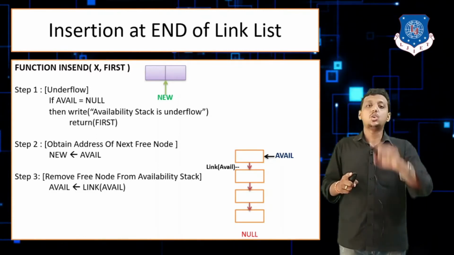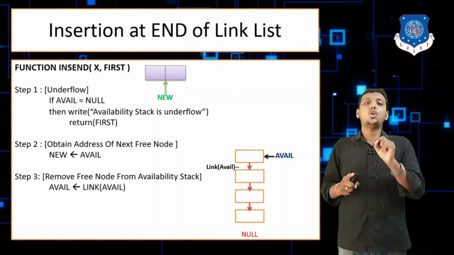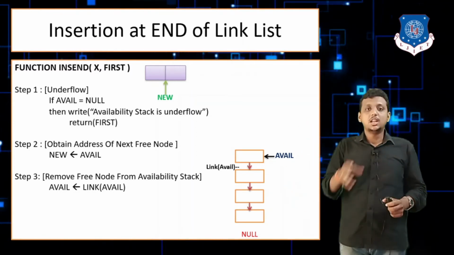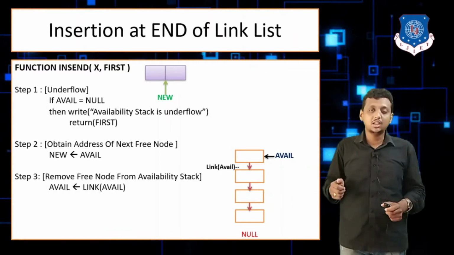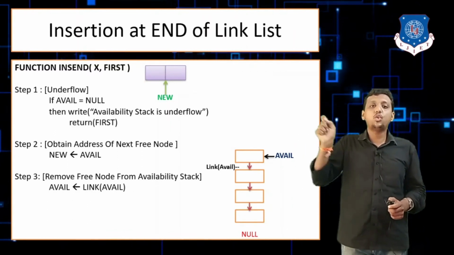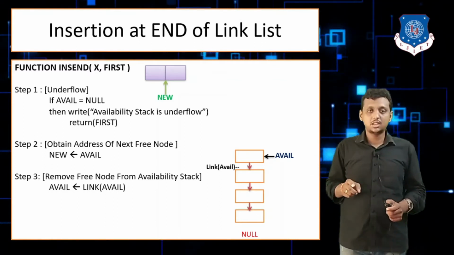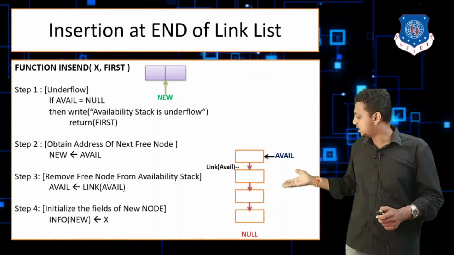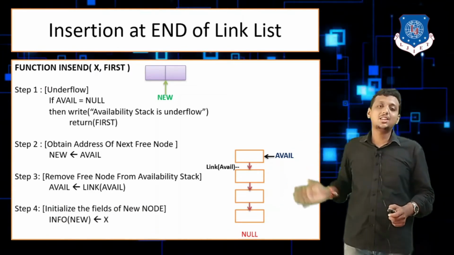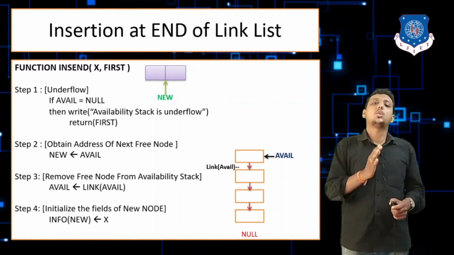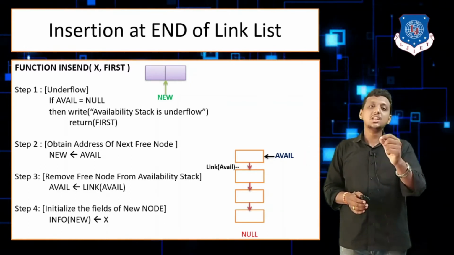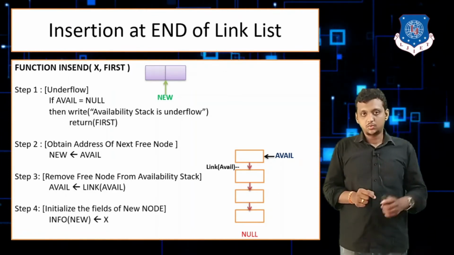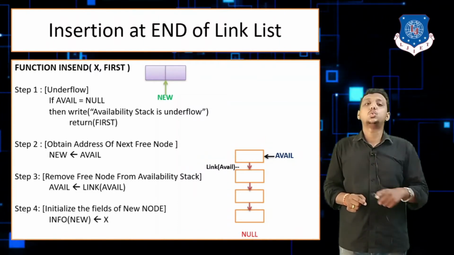Now, when we talk about the info of the new pointer, how can you write that? You need to write info of new is equal to x, because we have to put the x over there. That's why the very first step of initialization of the new node is to write info of new arrow x. Now, second thing, what will be the link of a new node?